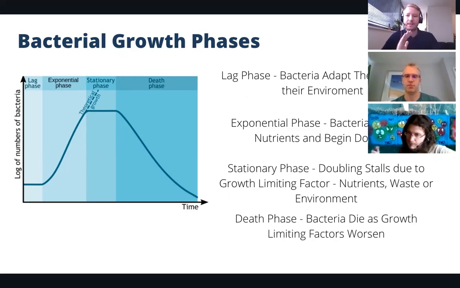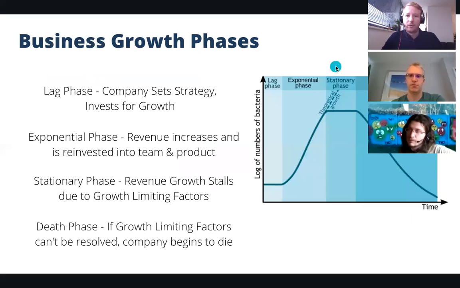For bacteria, that's things like nutrients, waste, the environment they're in. Maybe it's gotten too hot or too cold. But eventually, if these limiting factors go on for too long, bacteria enter the death phase, which is where they start to die off, and eventually, if it gets so bad, you end up with no bacteria at all. I think we fairly well understand this from a bacterial perspective. But if we make the jump over to applying this model to businesses, I think a lot of these things hold up.